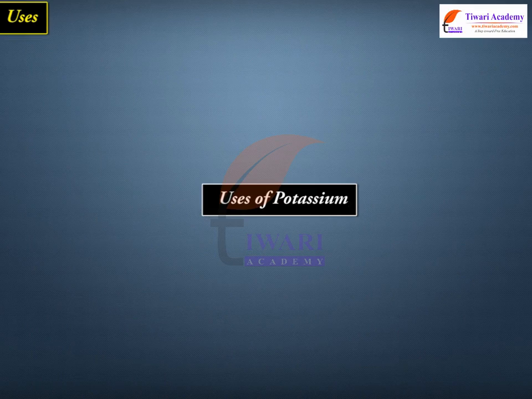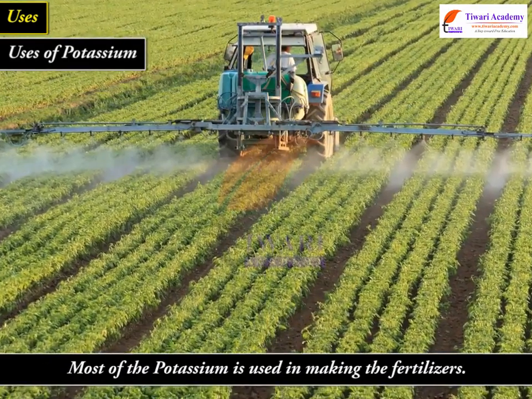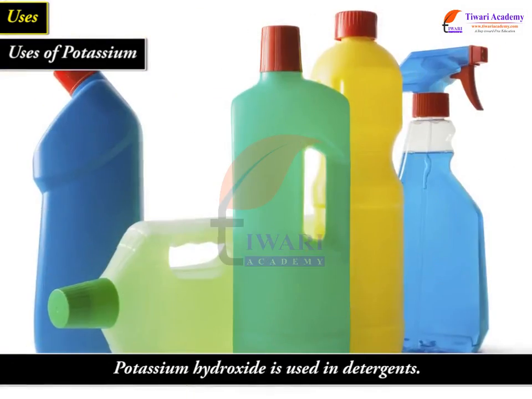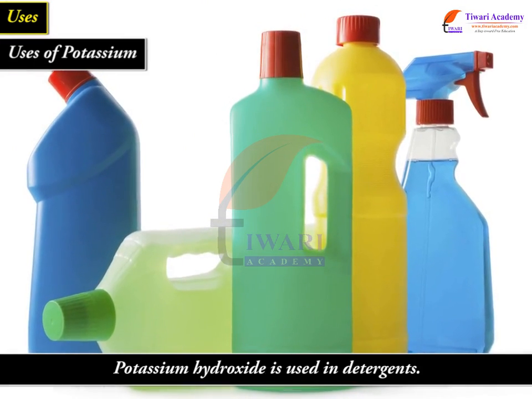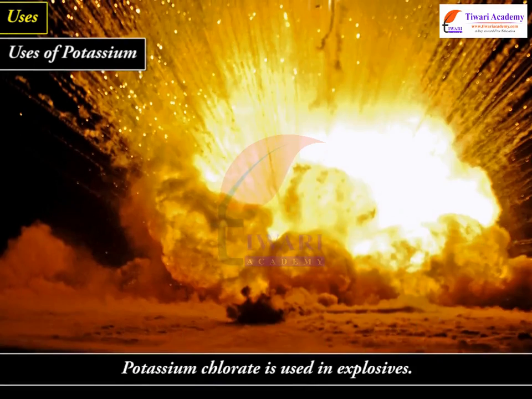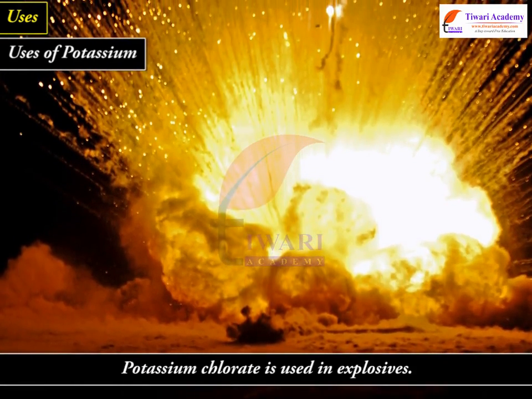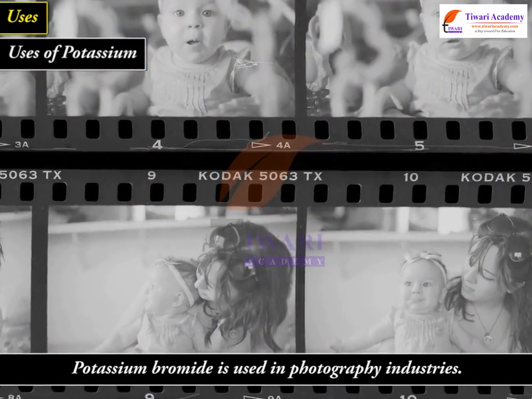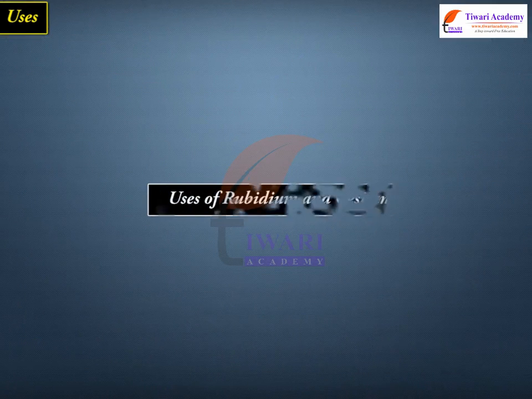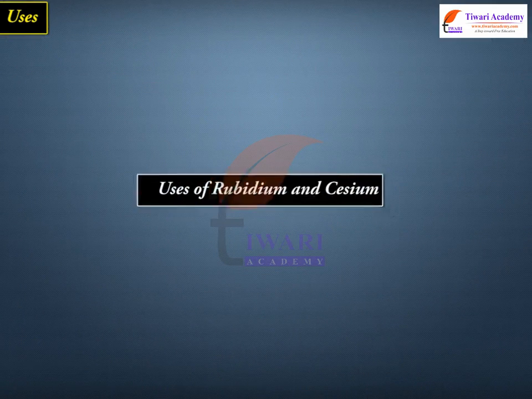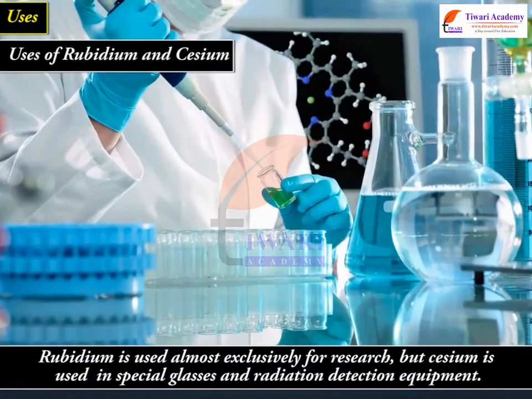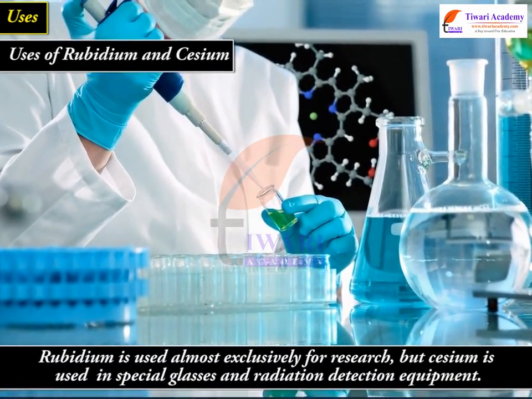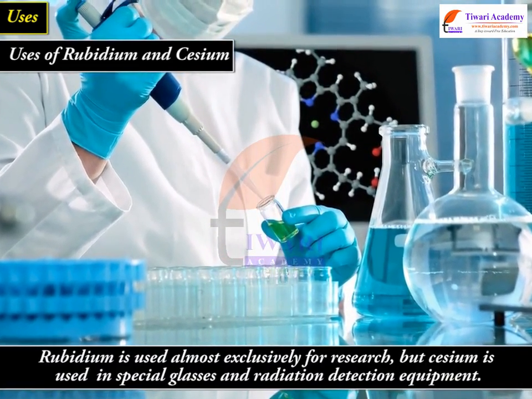Uses of potassium. Most of the potassium is used in making fertilizers. Potassium hydroxide is used in detergents. Potassium chlorate is used in explosives. Potassium bromide is used in photography industries. Uses of rubidium and cesium. Rubidium is used almost exclusively for research, but cesium is used in special glasses and radiation detection equipment.